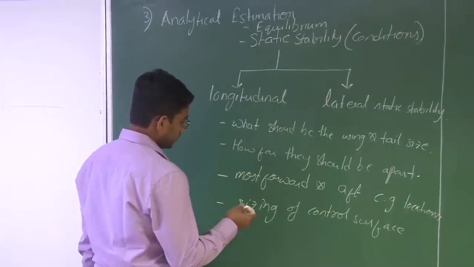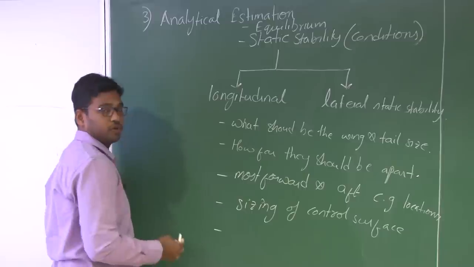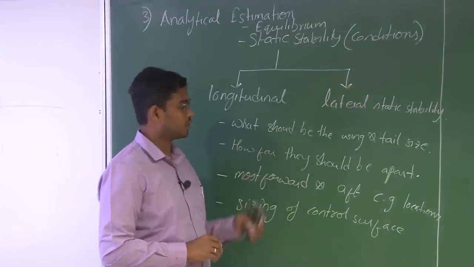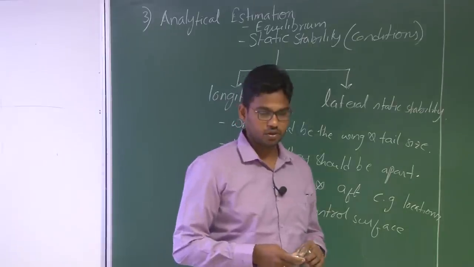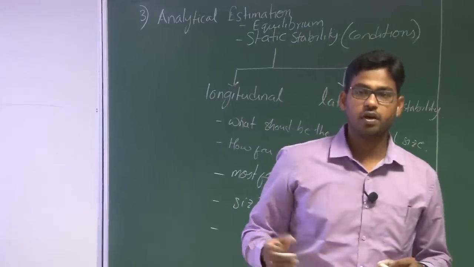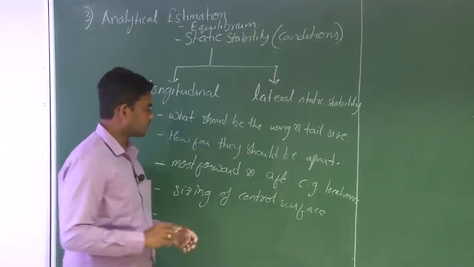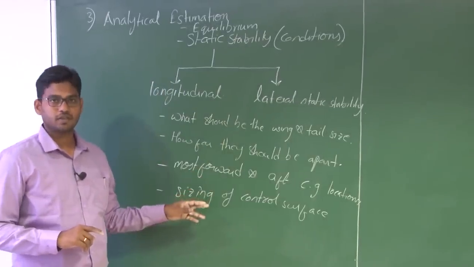So sizing of control surface, like how this sizing can be performed, and what is the role of this CG location as well as the distance between wing and tail. When I say the distance between wing and tail, we broadly talk in terms of distance between the aerodynamic centers of these two components, right?